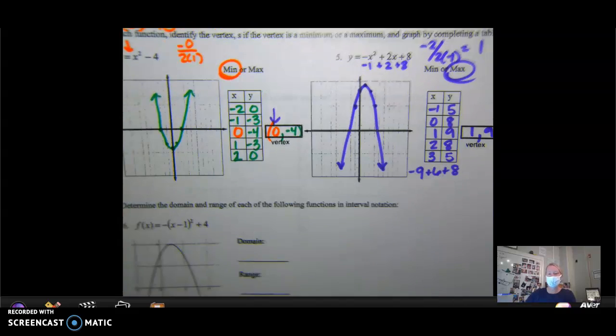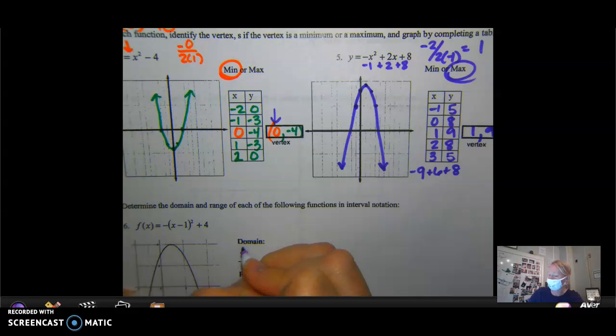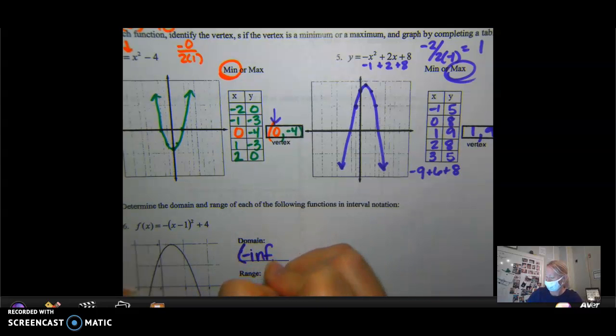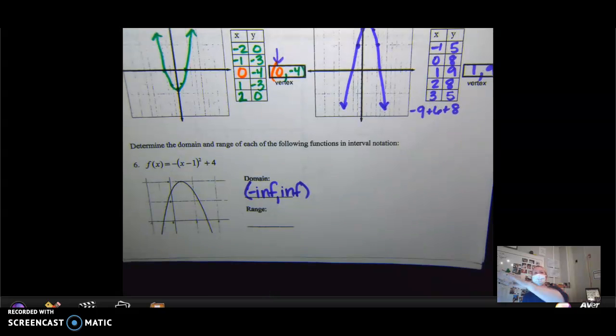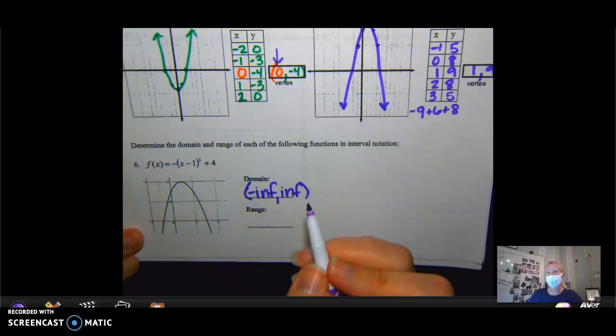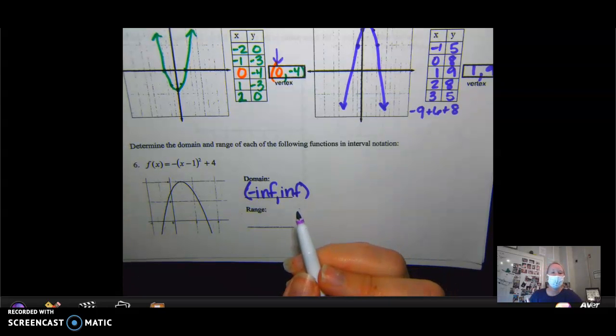Domain and range. Domain. What's the domain going to be on all of these? Parentheses what? To type that into the Schoology tomorrow. Negative infinity, comma, infinity. Parentheses around it. Do I have any spaces on that? No.